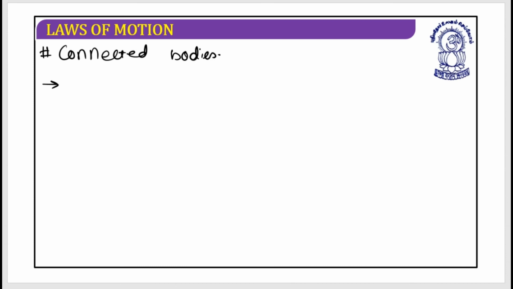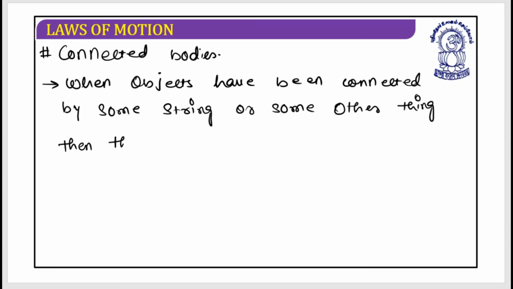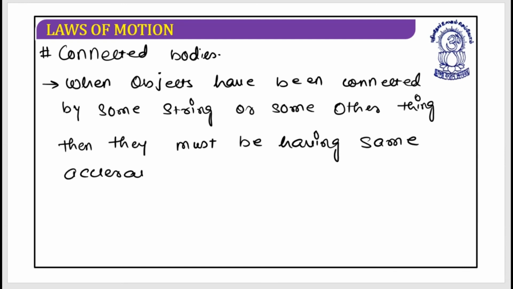Now, you need to understand the first principle, that when objects have been connected by some string or some other object or some other thing, then they must have the same acceleration when they are in motion.